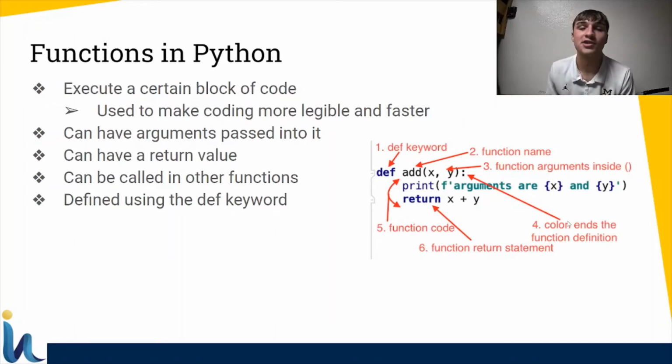And now, on to the new stuff, functions in Python. Just a little bit of review from the fourth video. Functions execute a certain block of code, and they're used to make coding more legible and a little bit quicker. Functions can have arguments passed into them, so in this example, they have arrows pointing to the two arguments, x and y. Functions have a return value, or they may be void, so in this case it returns x plus y, so it's adding the two values. And functions are defined using the def keyword right here.